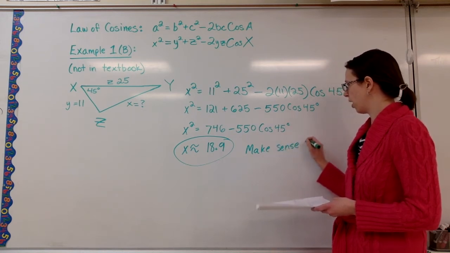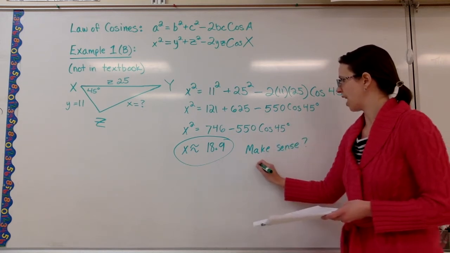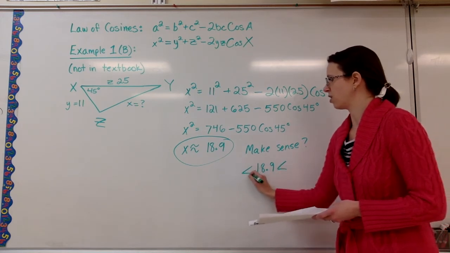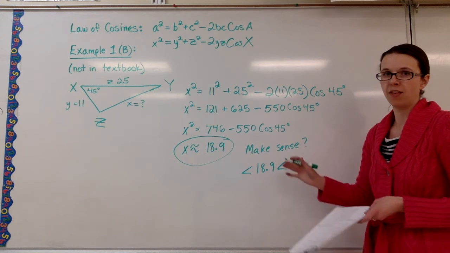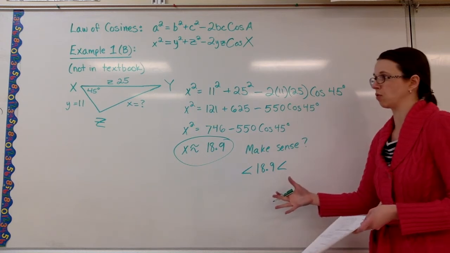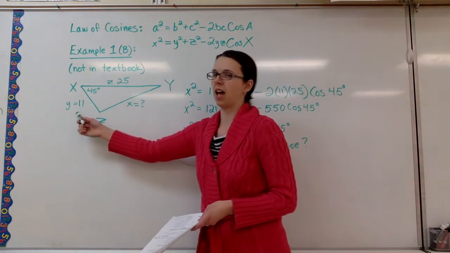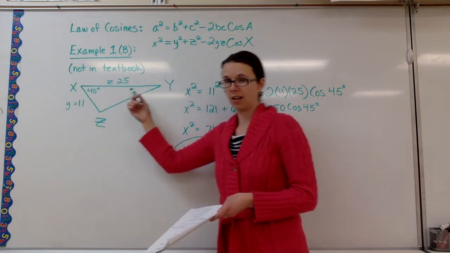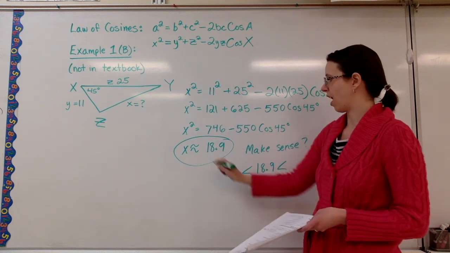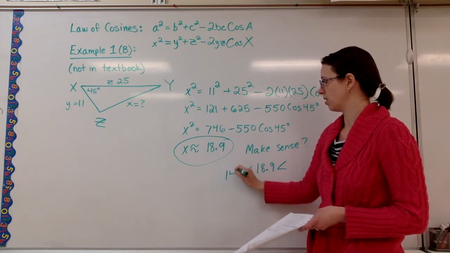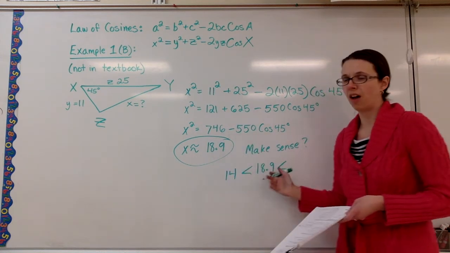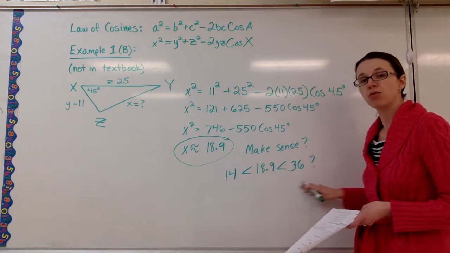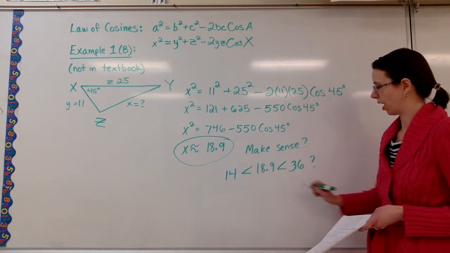So just like before, we're going to say, is that third side that we just found between the values that it's supposed to be between? And the values that it's supposed to be between, remember, are the other two sides that are given to me, either subtracted or added. So if we subtract 25 minus 11, we get 14. If we add 25 and 11, we get 36. And the question is, is that a true statement? Yes, it is, okay?